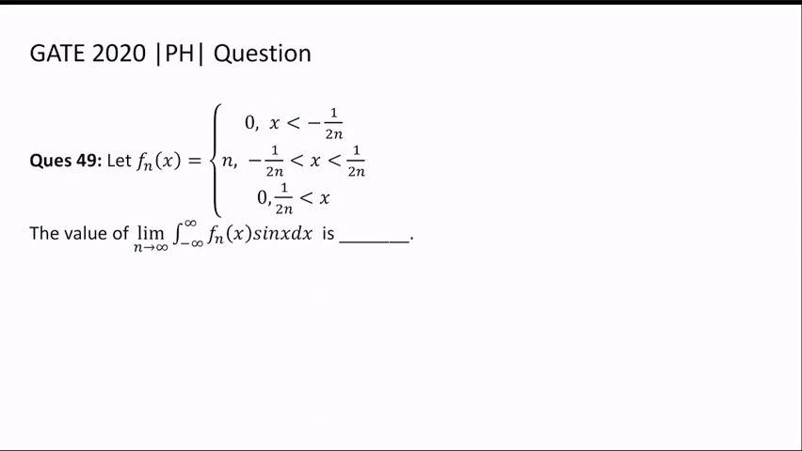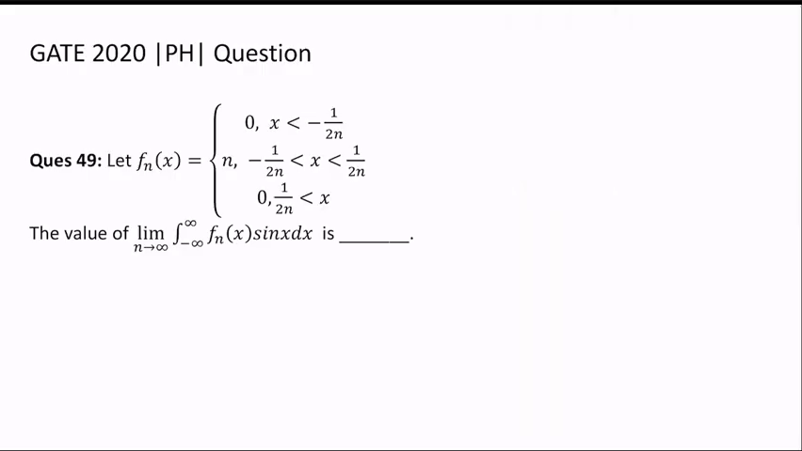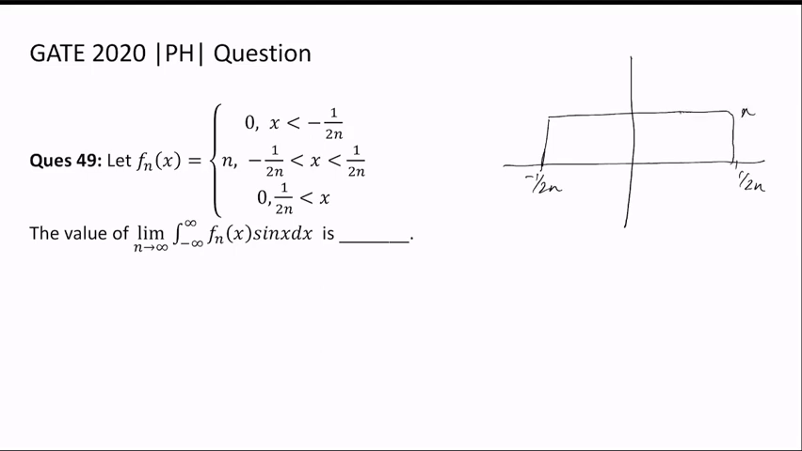So we can just draw these functions, so it's easier to visualize. We have two limits, minus 1 by 2n and 1 by 2n. Between these two limits, the function has constant value n, and beyond these limits, the function value is nothing but 0.